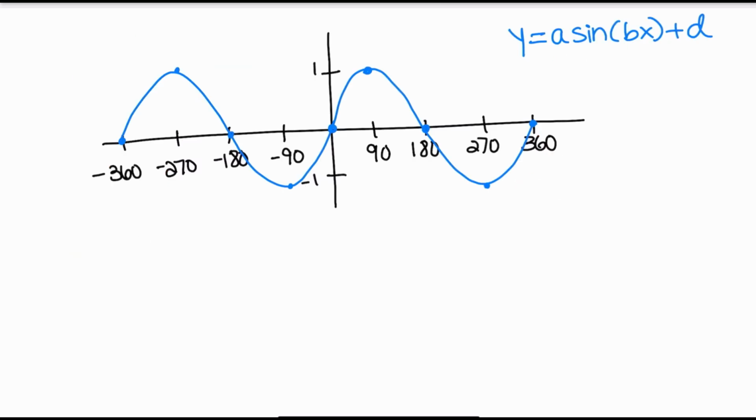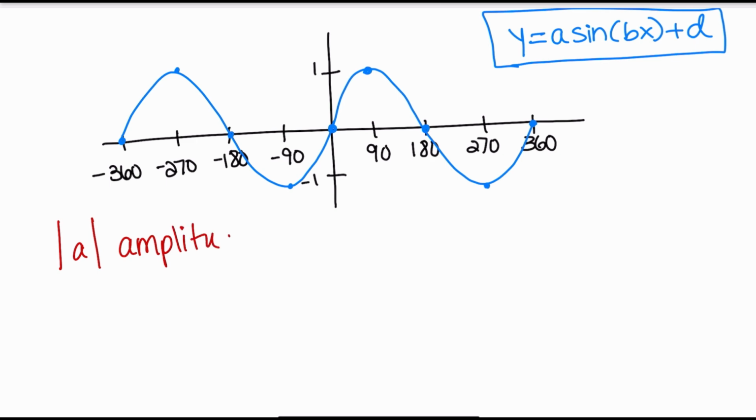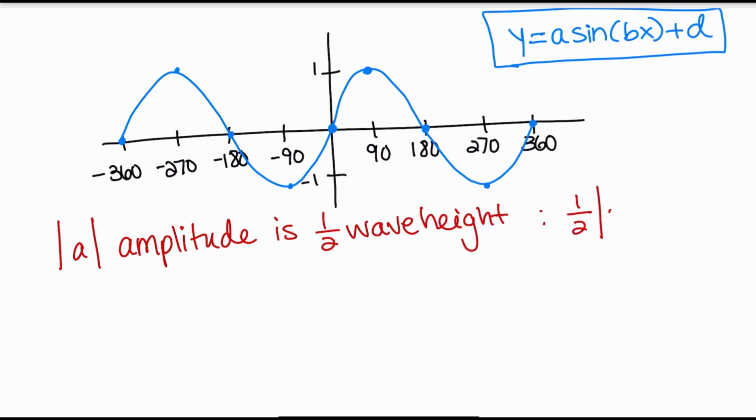If you take a look at your screen, you're going to see the graph of y equals sine of theta, or y equals sine of x. Now, what we're going to do is talk about this equation right here, which is the general equation for a sine or cosine graph. Notice that it says A. The A stands for amplitude. And the amplitude is basically just equal to half of the wave height. The way you find amplitude is to take half of the maximum value minus the minimum value, and that's going to give you the amplitude.